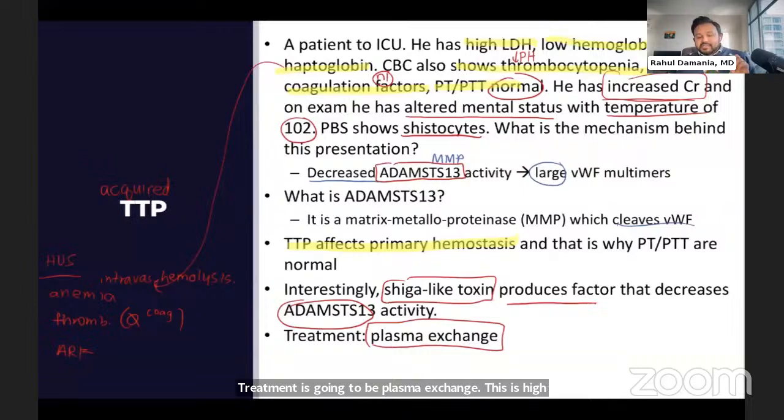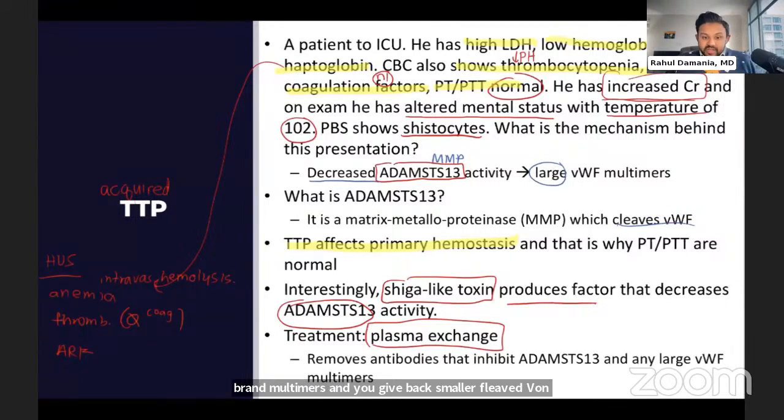Why is that? Because the USMLE wants you to know that when you exchange the plasma, you take out the big von Willebrand multimers and you give back smaller cleaved von Willebrand multimers as well as ADAMTS13. So what plasma exchange does is it removes the nasty plasma that is ridden with antibodies, and you replace it with normal plasma.